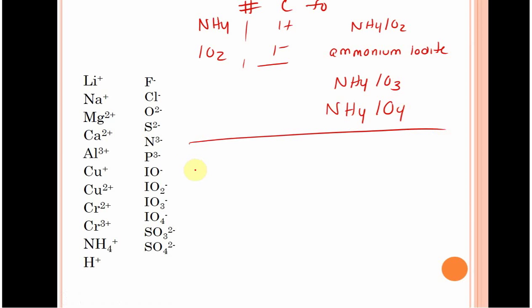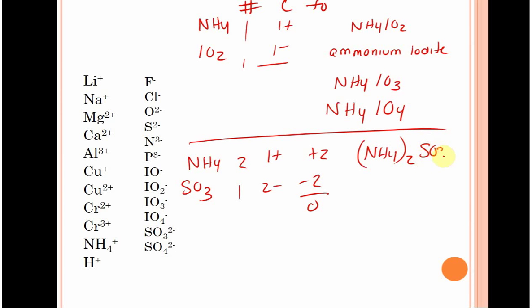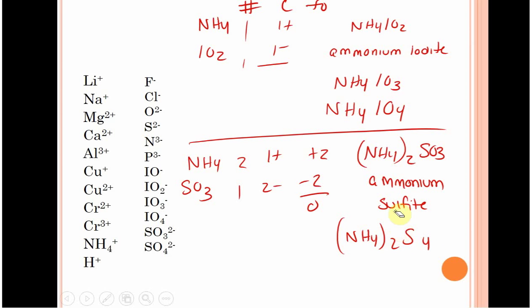If we look at ammonium with sulfite, NH4 and SO3, 1 plus, 2 minus, we need 2 and 1. That's going to give us (NH4)2SO3 for ammonium sulfite. Ammonium sulfate is only different by that 4, (NH4)2SO4, for ammonium sulfite, for sulfate.